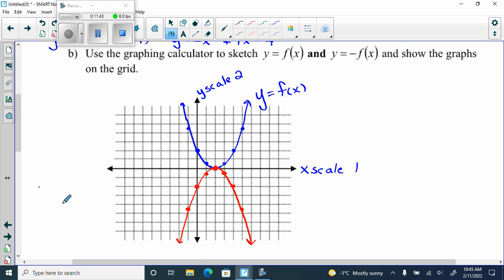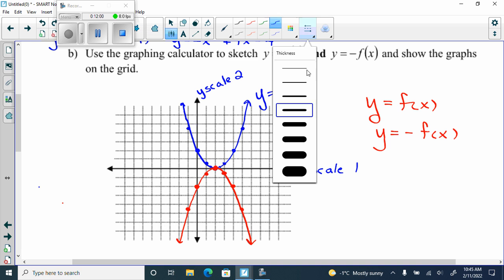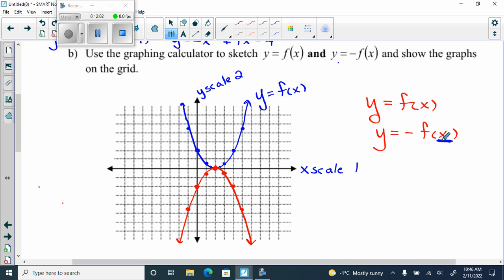What did that graph do? It reflected in the x-axis. So we have y equals f of x becomes y equals negative f of x. Remember, this is something to note. When it's in this bracket, it affects x's. When it's here or here, it affects y's.